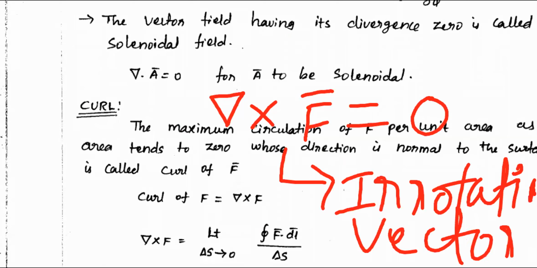Okay, you take some vector and you apply the curl operator, del cross F. If your answer is 0, that particular vector is called an irrotational vector.